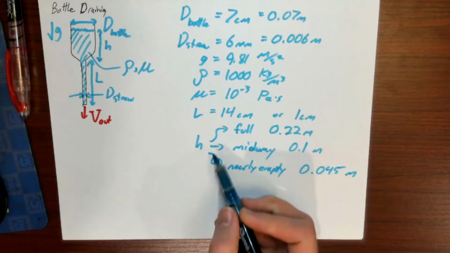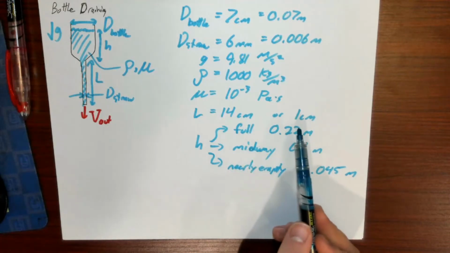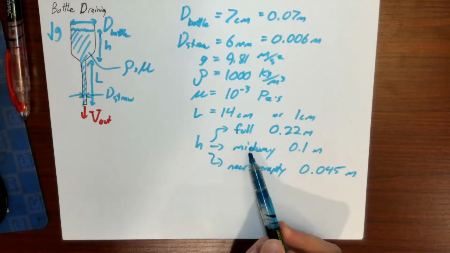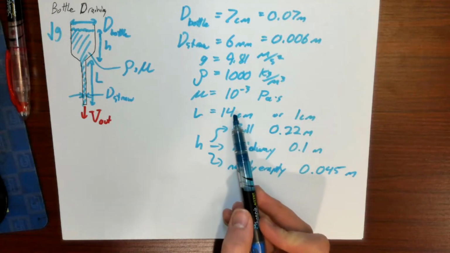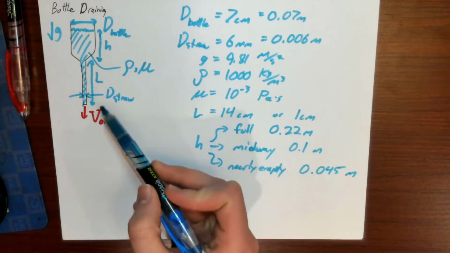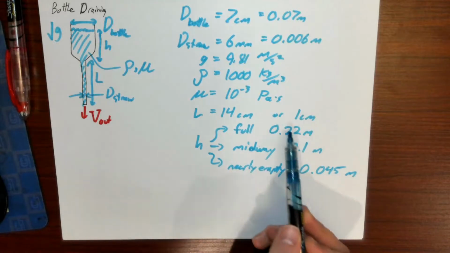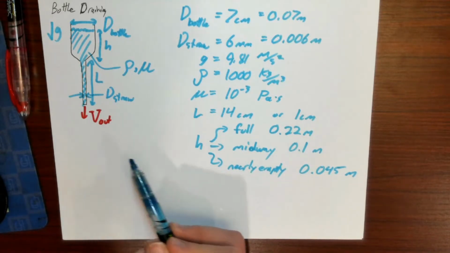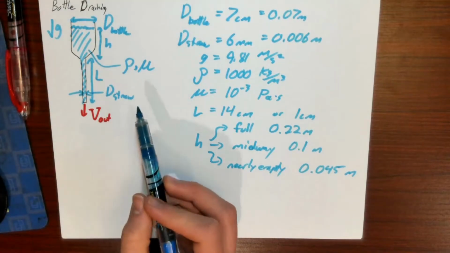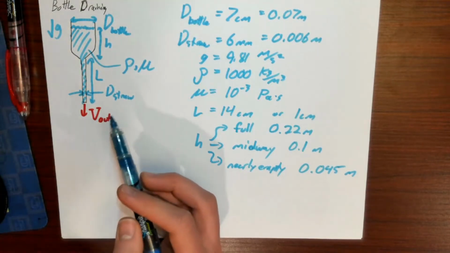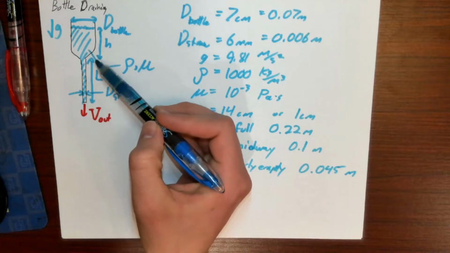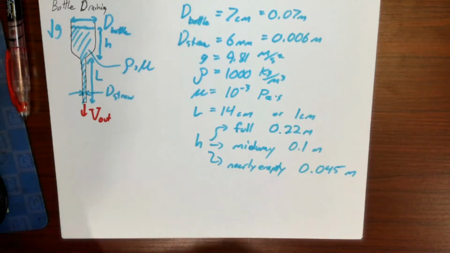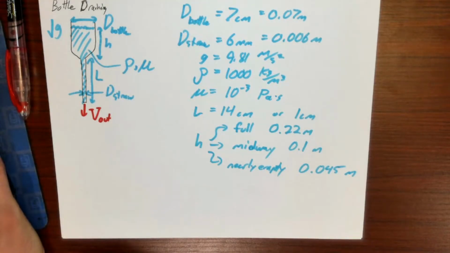So we're going to look at these three situations here, full, mid, or empty, and for each of these straw lengths, we're just going to look at what the outlet velocity would be in all 6 of those combinations, and that might inform us about why the short straw one drained faster than the long one.